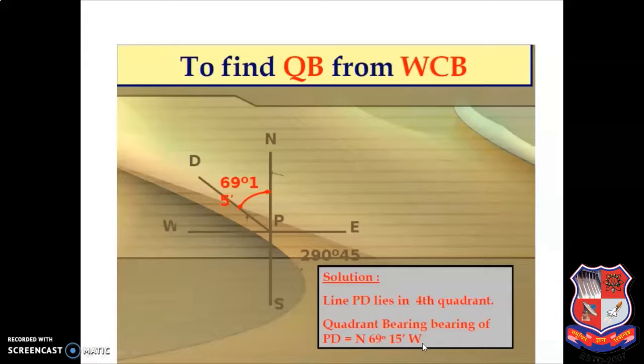So always remember, a line in the first quadrant and fourth quadrant is always approaching toward the north pole, and a line in the second quadrant and third quadrant is always approaching toward the south pole. So accordingly you have to write your answer. Okay.